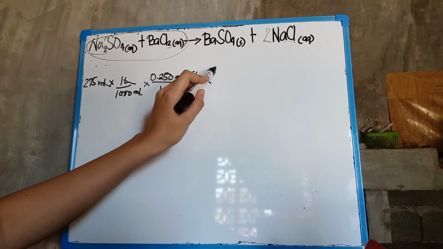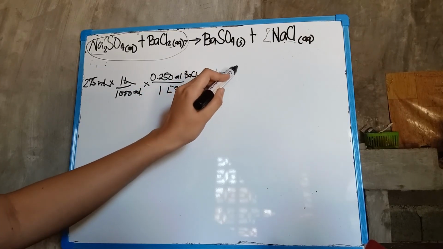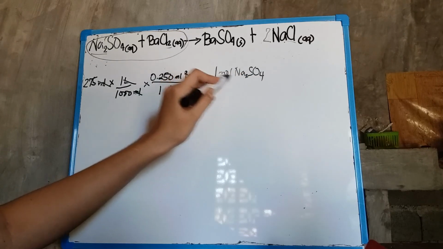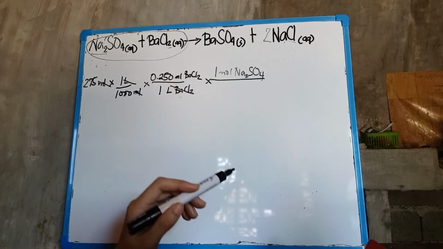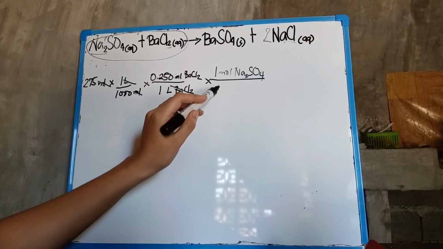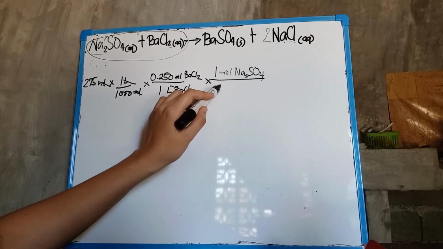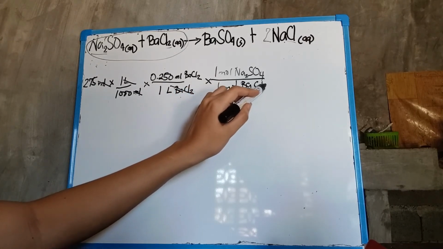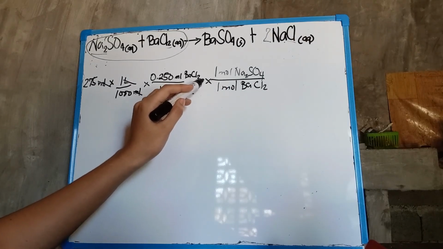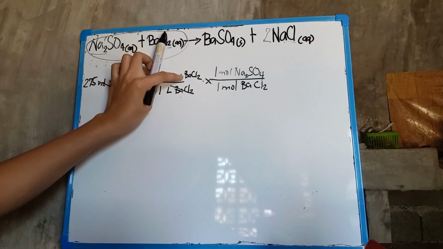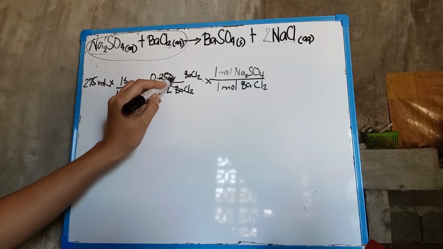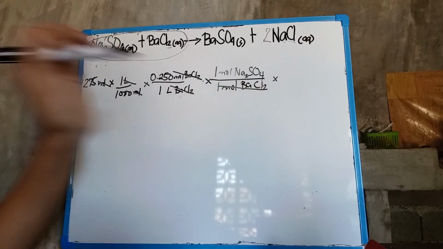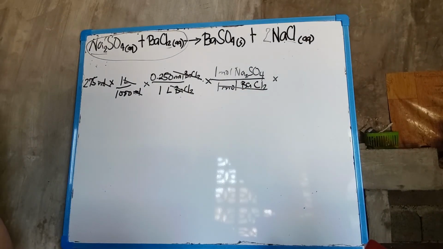So 1 mole of Na2SO4, or sodium sulfate, over 1 mole of barium chloride. So that cancels out. This is mole. So cancel out. Then next, use the molarity of sodium sulfate.